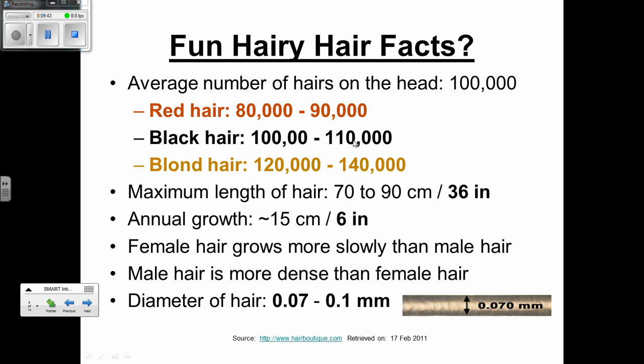For most people, the maximum length of hair that you will get is 3 feet long. Once it reaches 3 feet, it's not going to grow anymore. That's not true for everybody, but that's for most individuals. Annual growth rate of 6 inches per year.